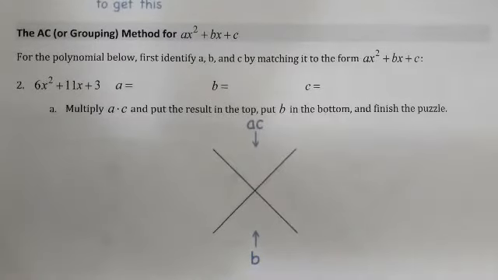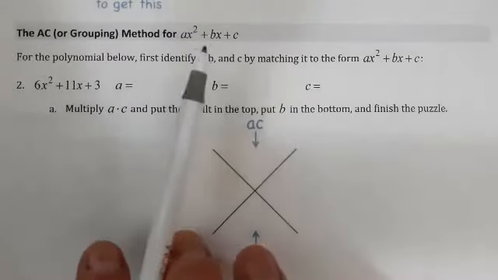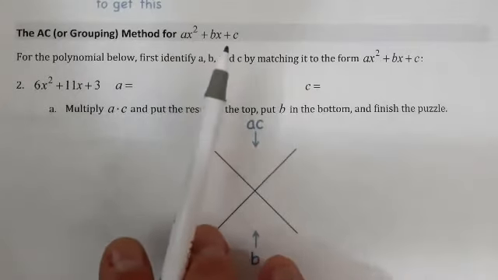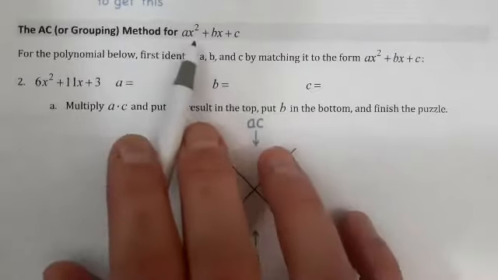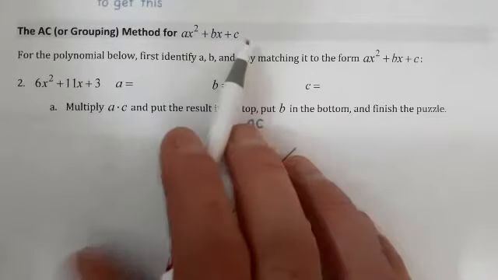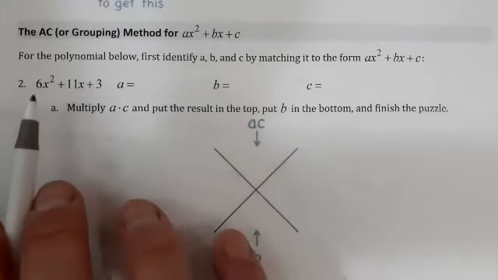Okay, so now we're looking at the AC or grouping method. This is something in standard form: ax squared plus bx plus c. So this is a quadratic. It's not an equation, it's an expression in standard form. There's a coefficient on an x squared, a coefficient on an x, and then some sort of constant, just like right here.